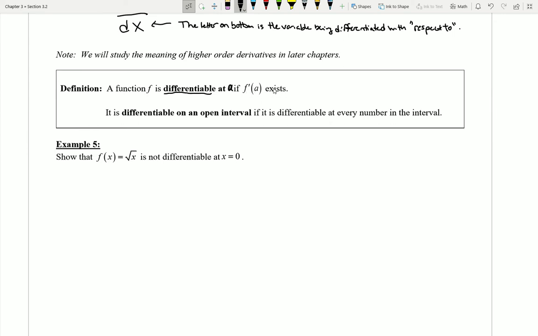That is, I can always find a slope of a tangent line on the original graph for those numbers. Now, if you take a look at example 5, we can see how easy it is to actually use this piece of terminology. Notice here we're being asked to show that the function f of x, which equals the square root of x, is not differentiable at 0. Okay, so that would mean that when I try to plug 0 into the derivative formula, I can't calculate a result.